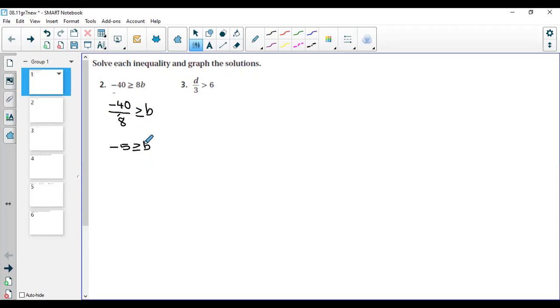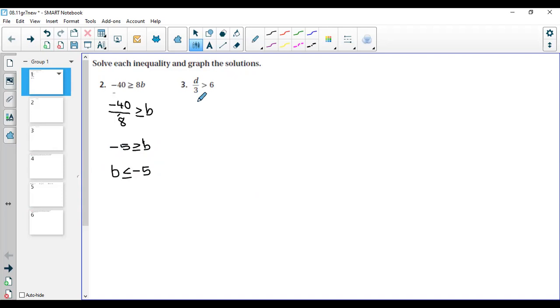Now you can leave it like that, or if you want to graph, you can simply flip the sign and write it like that: b is less than or equal to negative 5. Here I flipped because I need to bring the variable in front. Else, even if you're leaving it like this, it's completely fine. That's perfectly fine if you leave the inequality like this. But if you are graphing, it's always better you write it like that.